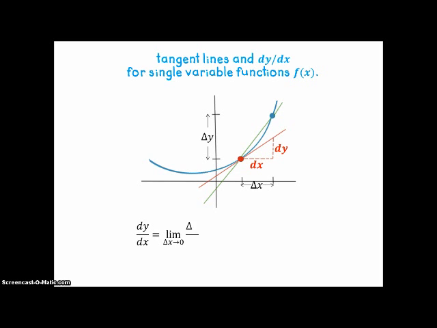And so dy dx was the limit as delta x goes to 0 of delta y divided by delta x. And there's the familiar formula that we used in single variable calculus, the limit as h goes to 0, f of x plus h minus f of x divided by h.